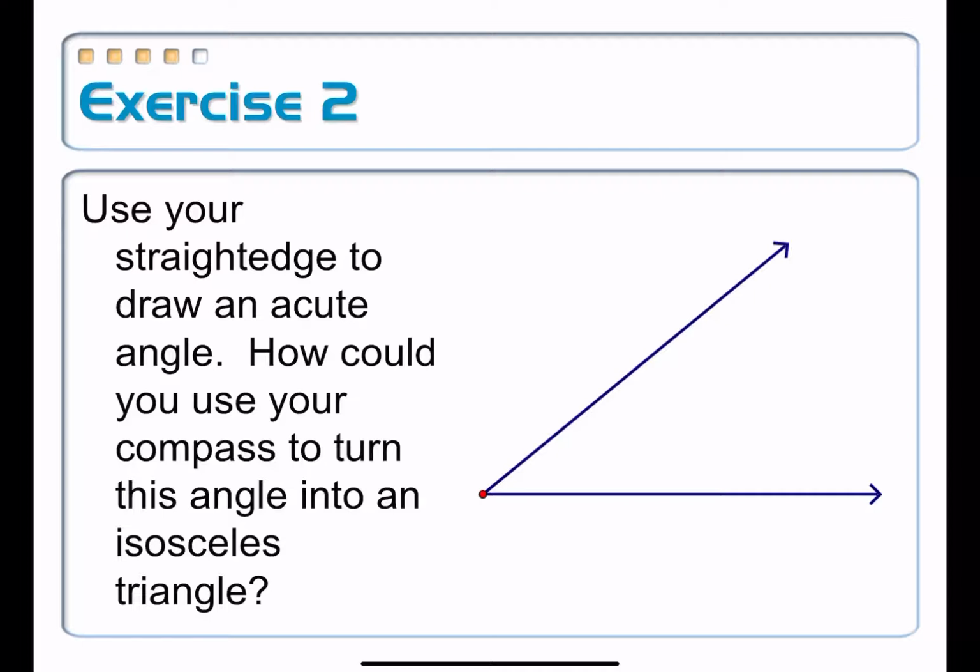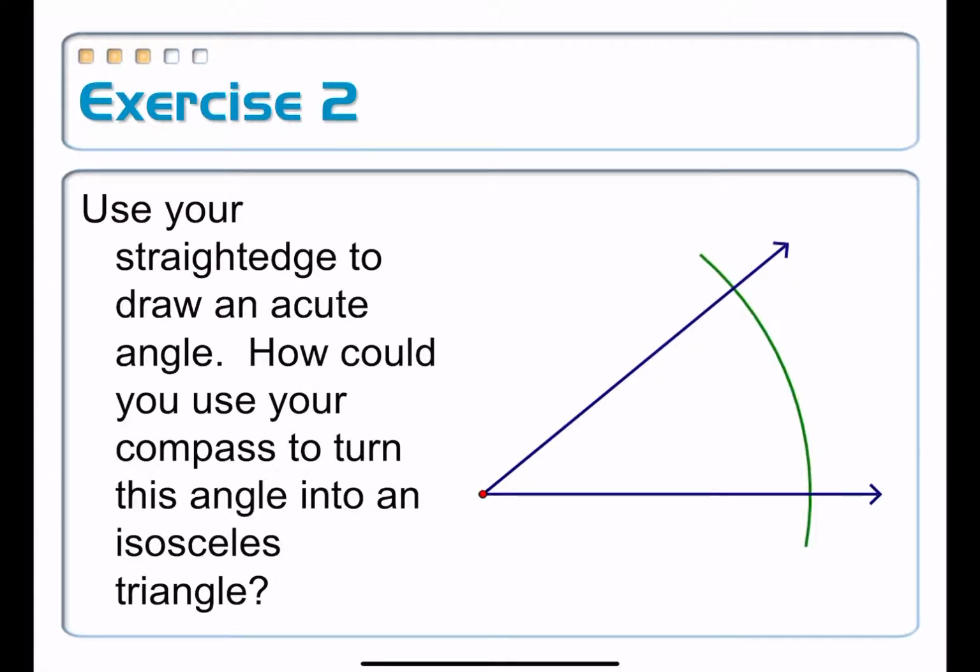All right, hopefully you were able to figure out how to make yourselves an isosceles triangle just using an acute angle. So of course the technique was you just use a single compass setting. You're going to take this acute angle, use it as the vertex angle of your isosceles triangle, and turn these two sides of your angle into the two legs like so.